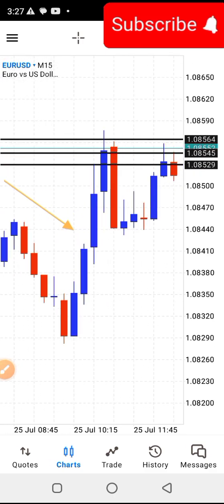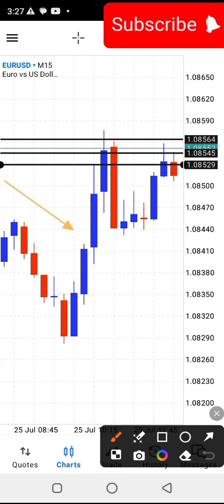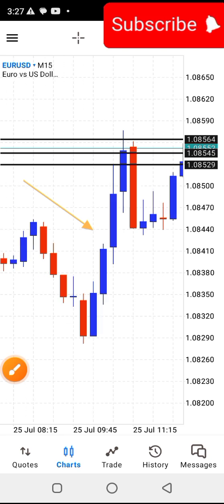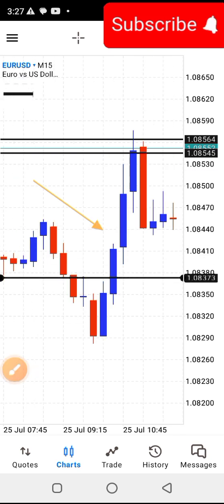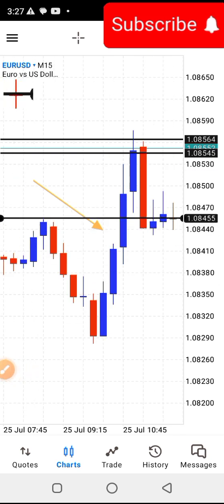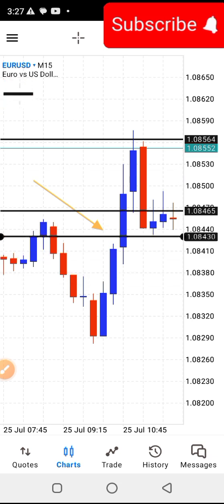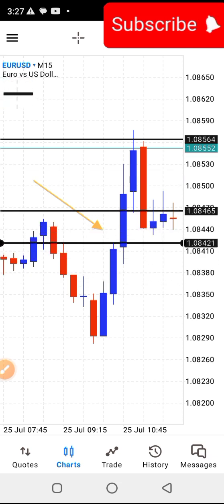I think I have one more example for you. Look at this FVG right here. There's an FVG right here. So I'm going to mark out the FVG with horizontal lines so you can see it clearly. The second line is right here. Okay, same thing.